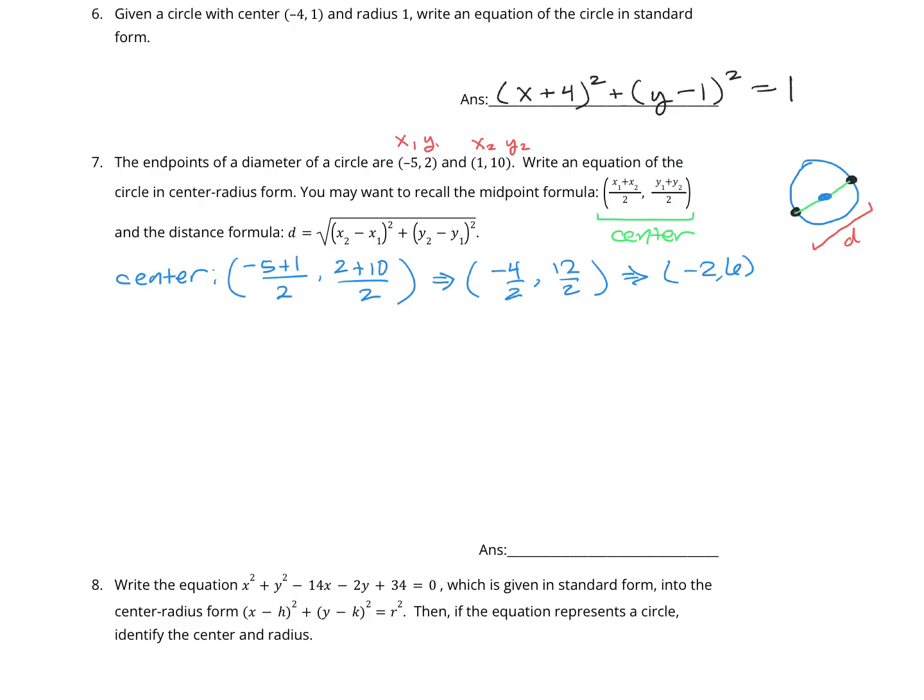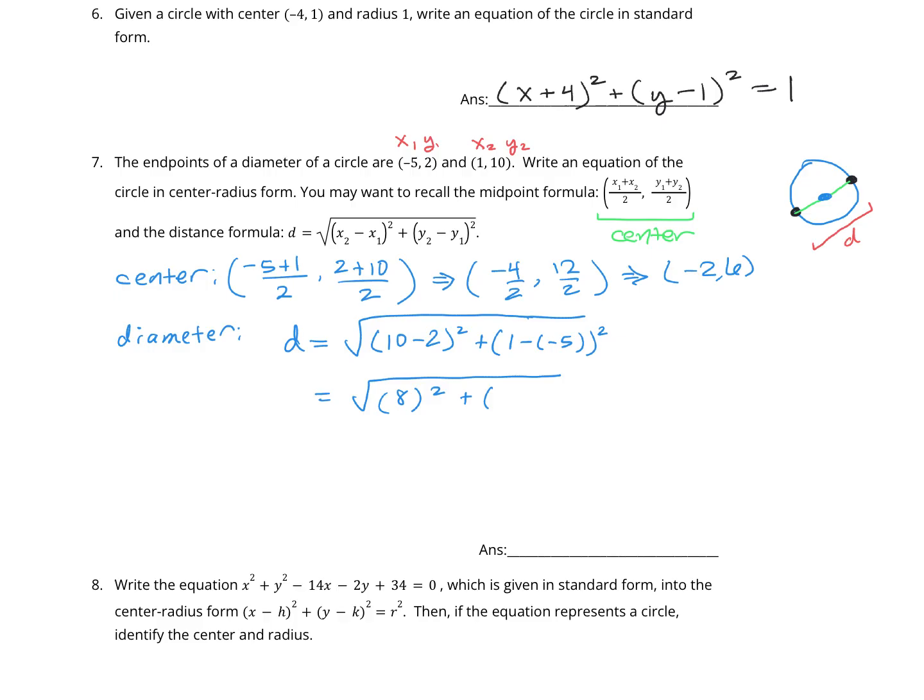Now let's find our diameter. For the diameter, we're going to use our distance formula. And again, that's the square root of the sum of the squares of the differences. Better yet, that's just the difference in the y numbers, so that's (10 minus 2) squared plus the difference in the x numbers, which is (1 minus -5) squared. We can calculate that out. We know that 10 minus 2 is just 8.